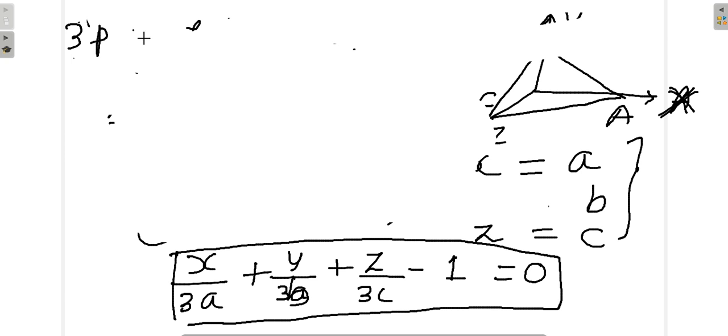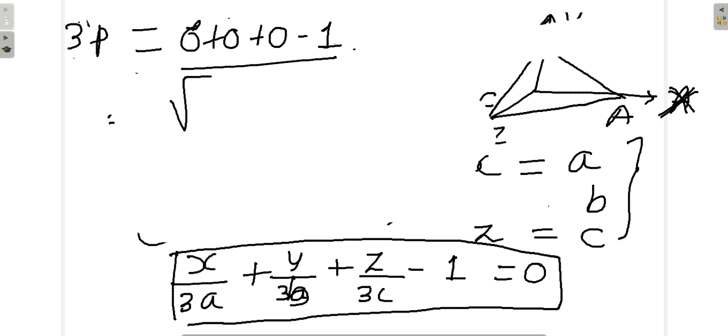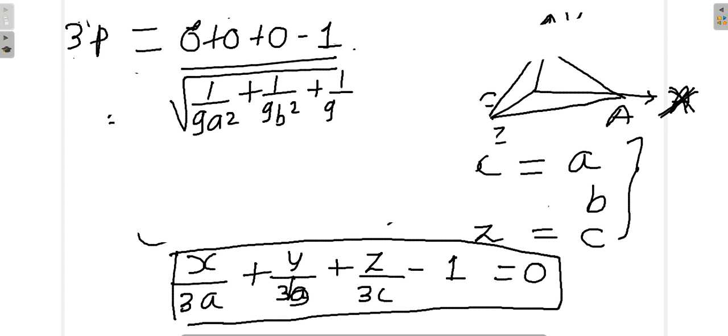And this 3p will be ax1, a is 1 upon 3a into 0 only, by1 is also 0, cz1 is also 0, plus d, d is minus 1, upon under root of a square plus b square plus c square, which will be the squares of the coefficients. Is it correct? Fine.